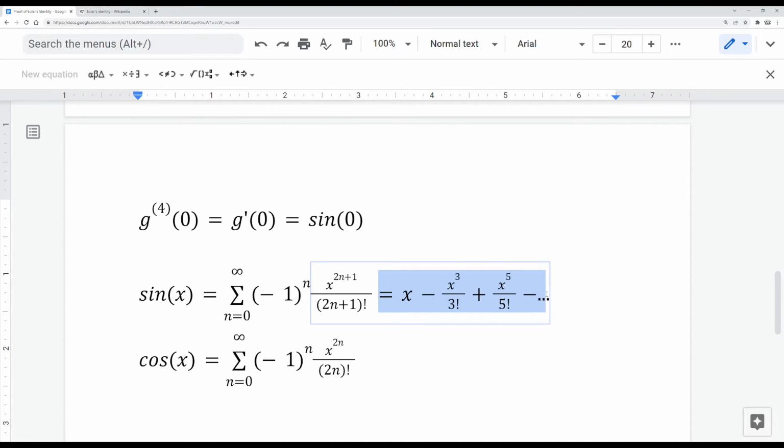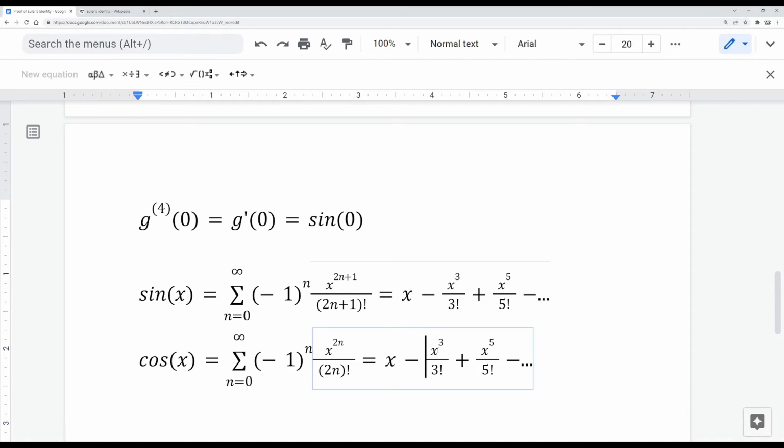Now for cosine, it's the same alternating deal. Let me just copy and paste this. Except this is even. And x, again, x to the first power is odd, so it becomes 1. This is not supposed to be a 4, this is supposed to be a 2. So you can kind of see the pattern here with sine and cosine.